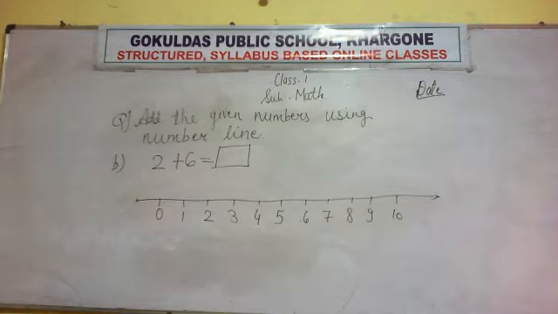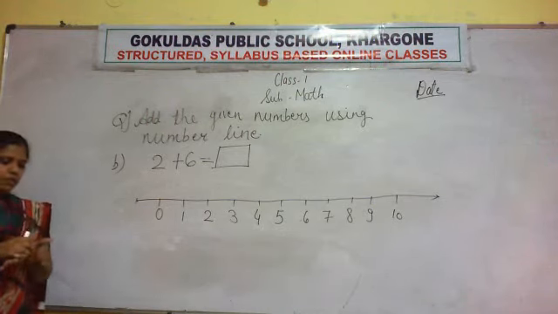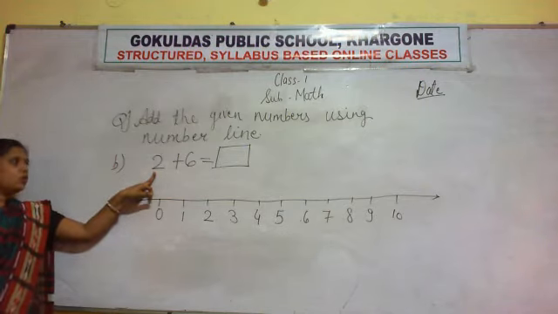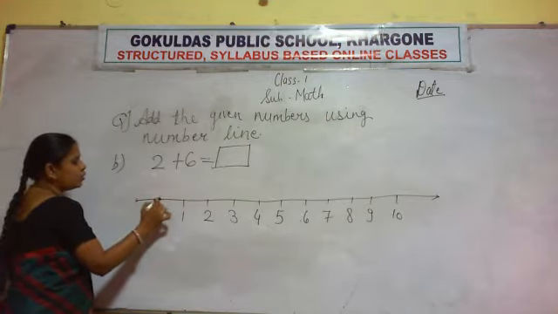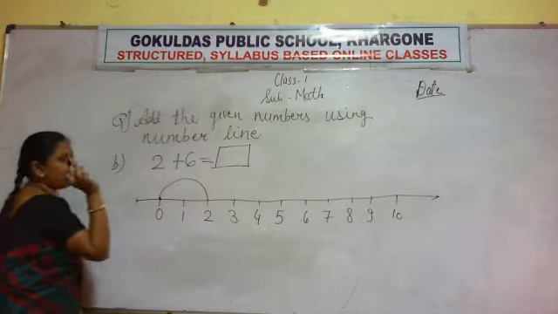Now what is our first step? That we have to jump from 0 to the first given number. So what is the first number given? The first number is 2. So we have to jump from 0 to number 2. So we reach at number 2.